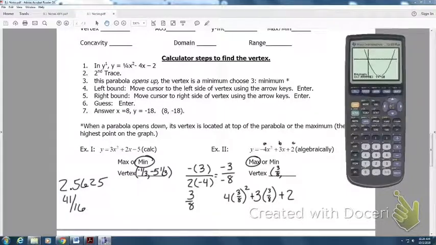If you got 2.5625 and you want it in fraction form, hit math, and one of those first 2 options is fraction. Hit enter on fraction, hit enter again, and it'll give you this. If you got this and you wanted a decimal, hit math, go to the decimal option, hit enter, enter, and it'll give you this.